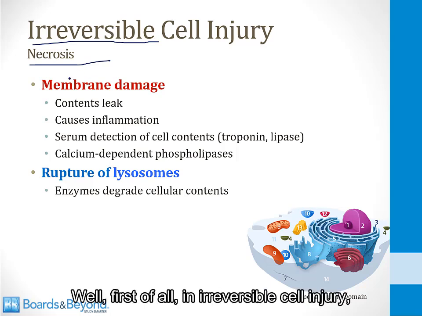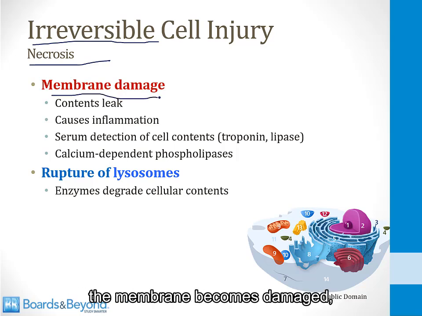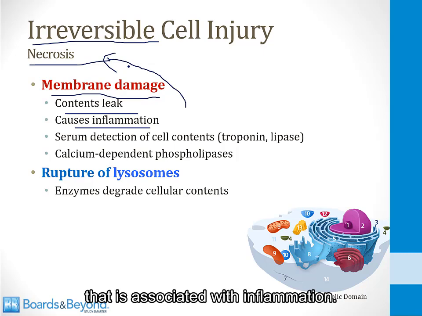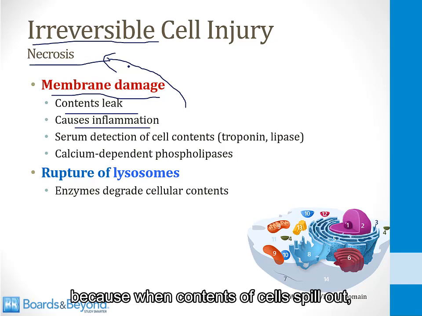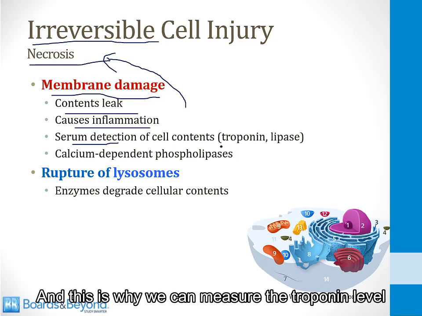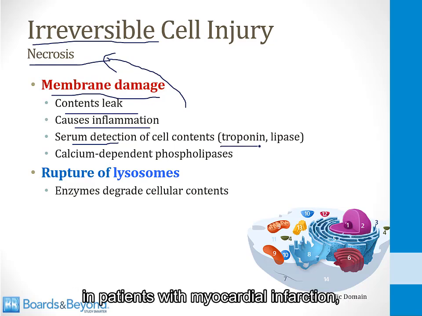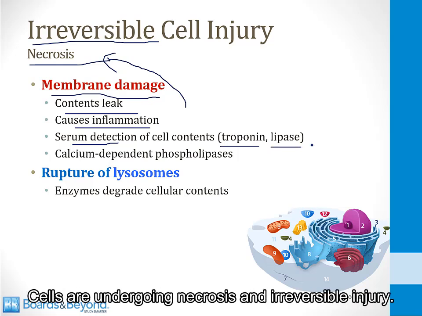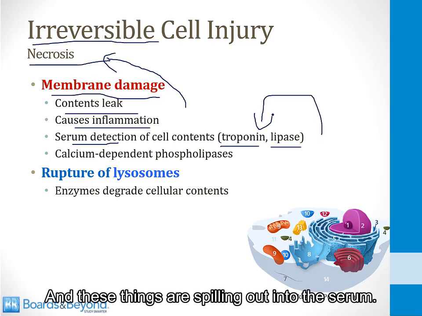Well, first of all, in irreversible cell injury, the membrane becomes damaged and the contents leak out, and this causes inflammation. And that's why necrosis is the form of cell death that is associated with inflammation. This is also very important clinically because when contents of cells spill out, you can detect them in the serum. And this is why we can measure the troponin level in patients with myocardial infarction or the lipase level in patients who have pancreatitis. Cells are undergoing necrosis and irreversible injury, and these things are spilling out into the serum.